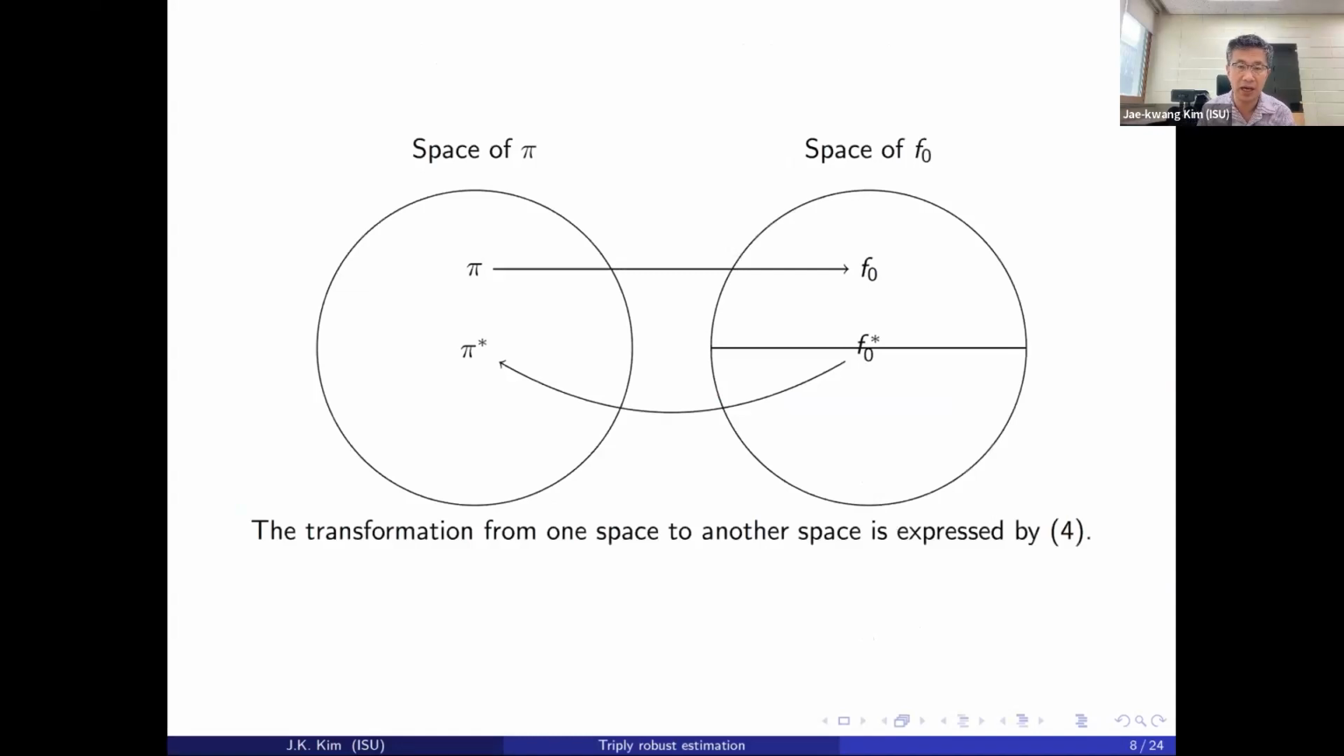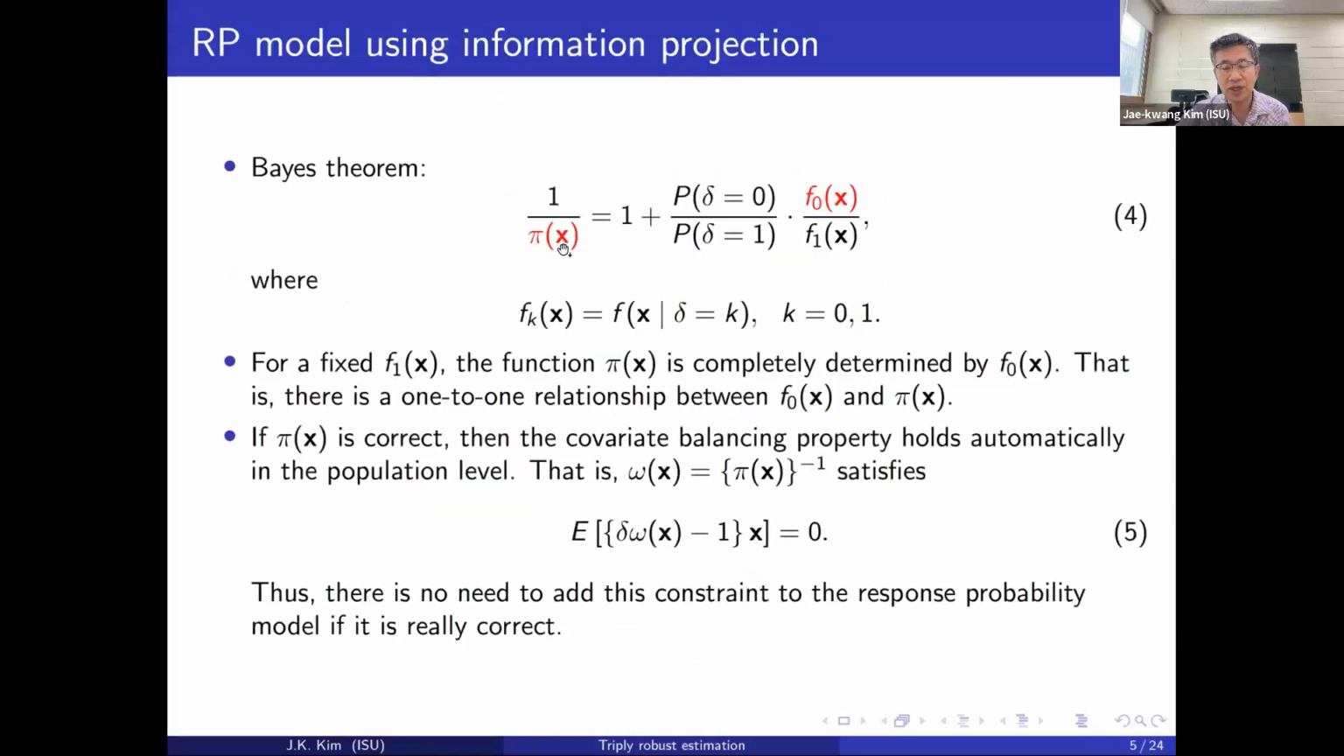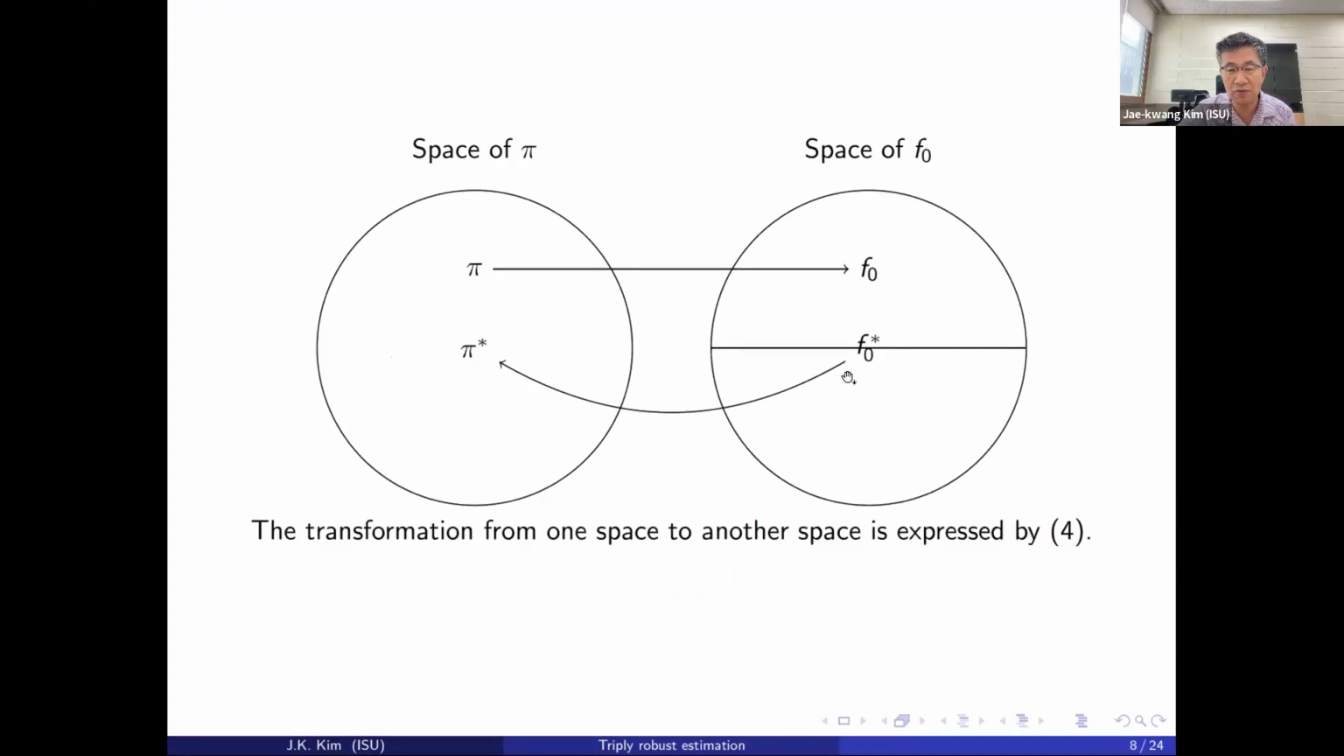So this is a graphical illustration of the basic big picture concept. We want to find pi star, but how to do it? We transform using Bayes theorem, equation 4. Remember, equation 4 is this way. Given pi, we can find F0, and then use F0 with the Kullback-Leibler divergence to find the optimization. This line here is a subspace satisfying the covariate balancing constraint. And once you find the optimal F0 star, we transform back to pi star, which is what we want to find.